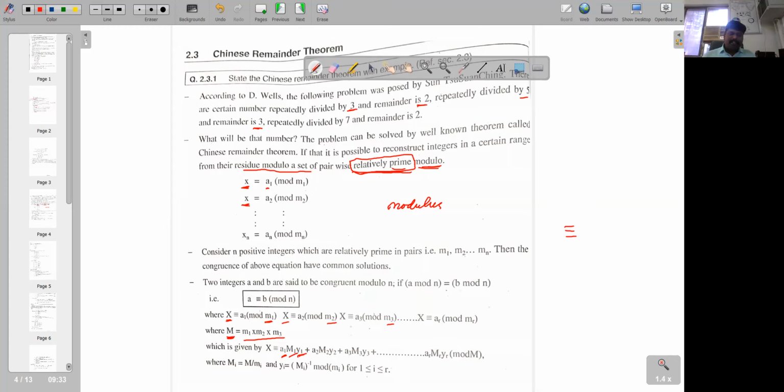And for the corresponding modulus value of a specific equation, for example the first equation, if you want to find the M1 value, it is the common M which we calculated divided by its own modulus, and you will get the value. Then Y1 can be calculated using the modulo inverse operation with respect to the specific modulus value.